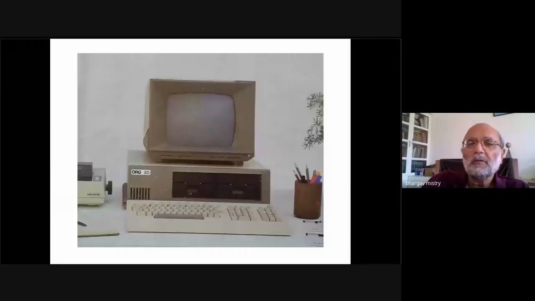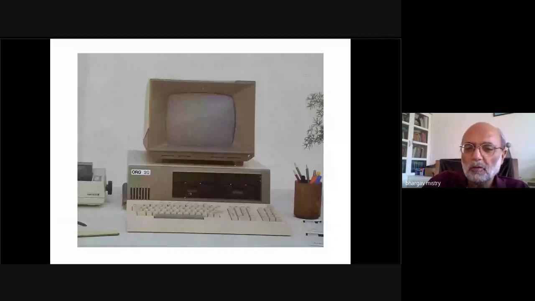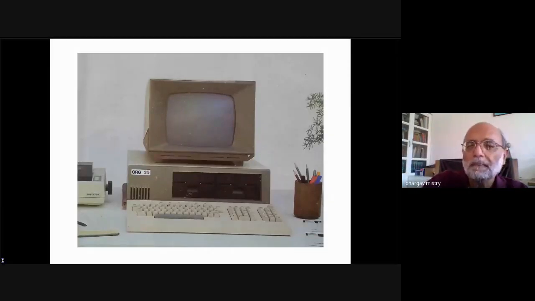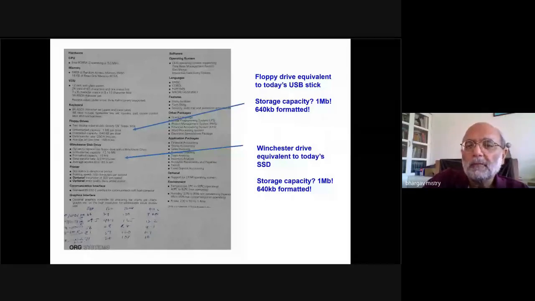Now, I was able to dig out all this from my trunk, and these are almost shredded pieces of documents, and I thought before they really get destroyed, I must photograph them and at least keep them for records. So this ORG 20 system, whose specification is at the back, you can see there is a floppy drive which is equivalent to today's USB stick. Its storage capacity was an amazing 1 MB.